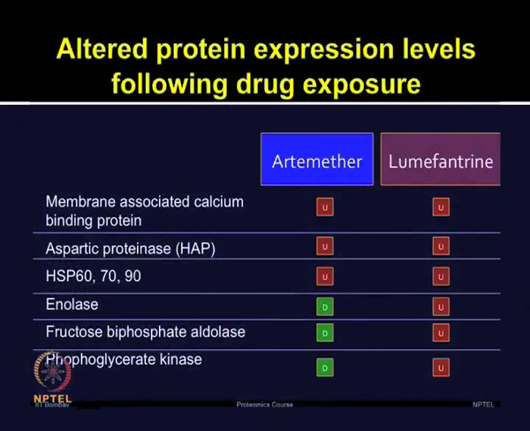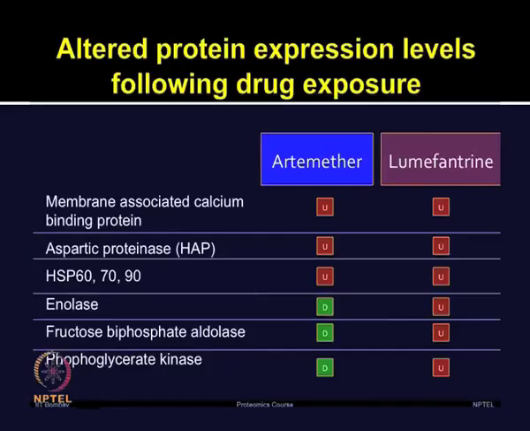Certain proteins were identified, few of those showed a common response due to both drugs. However, there are certain proteins which showed opposite trends due to each of these drugs. Proteins such as membrane associated calcium binding protein were upregulated in both the drugs. Aspartic proteinase was also upregulated in both the cases. Heat shock proteins such as HSP 60, 70 and 90 were upregulated due to both the drug treatments.